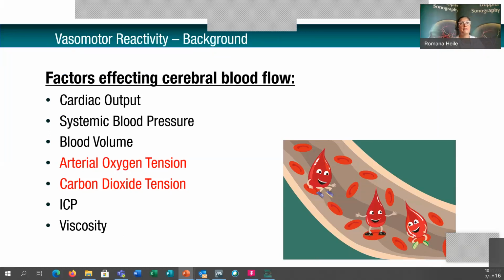There are different factors which affect the cerebral blood flow, in this case, velocity. So when we talk in terms of TCD about blood flow, we're always talking about blood flow velocity. And the two that are of interest here are the arterial oxygen tension, because the oxygen will lead to a vasodilatation. No, it will lead to a vasoconstriction. And also the carbon dioxide tension, which means that we will have a vasodilatation.